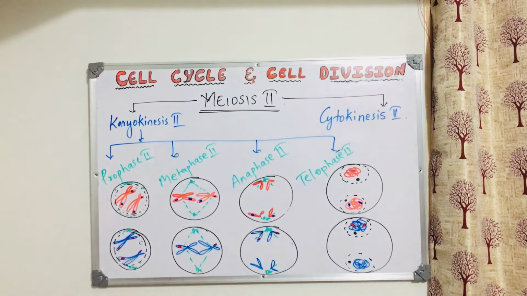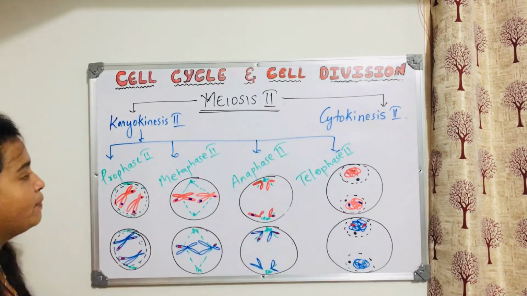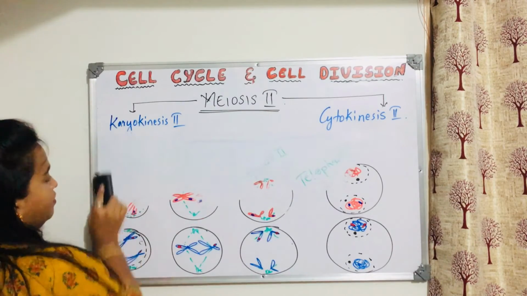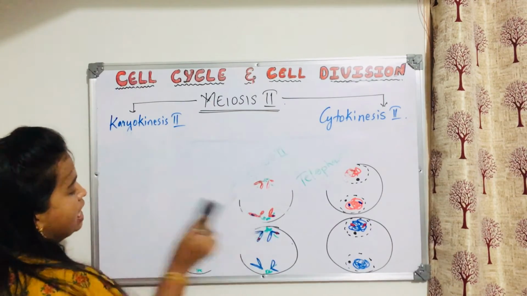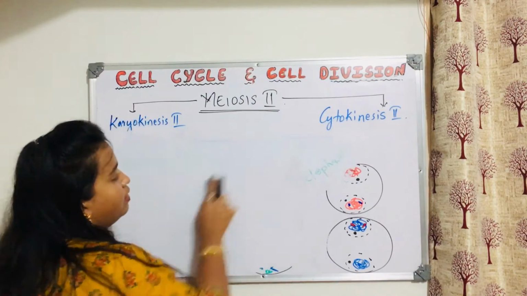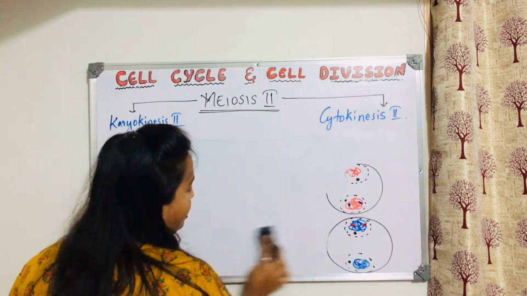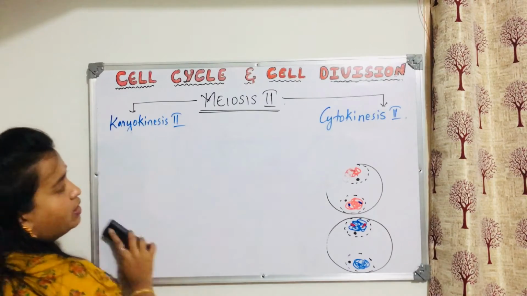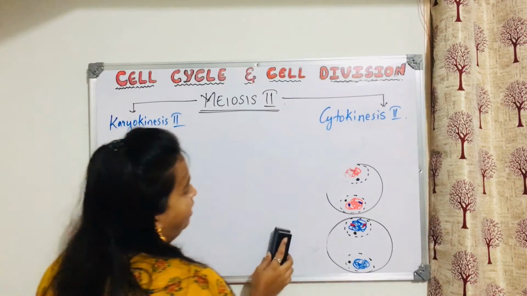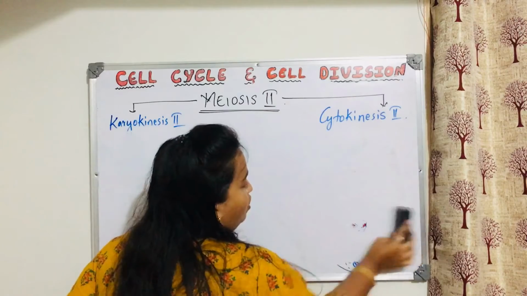Fine. I hope you understood karyokinesis too without any problem. So let me rub this. So we have completed successfully karyokinesis 2 of meiosis 2. And then we are going to see now cytokinesis. I can show it here only with this diagram. In cytokinesis, you know what happens. I'll just shift this diagram this side.